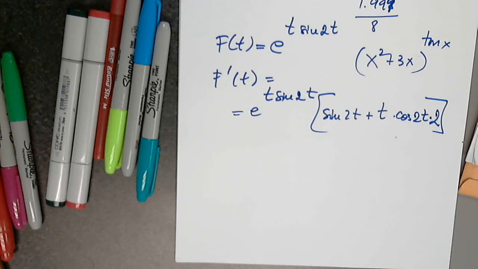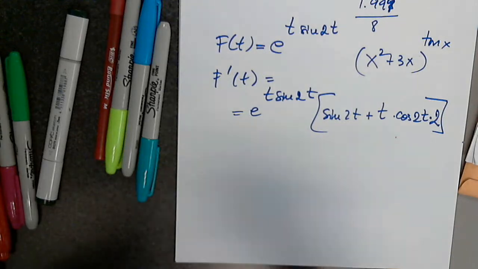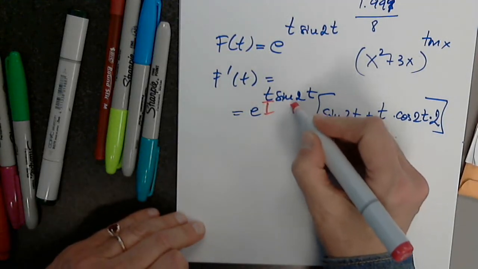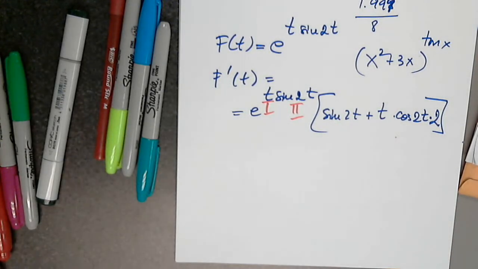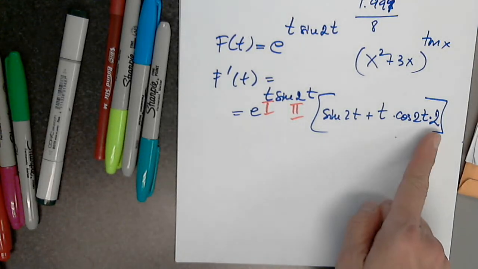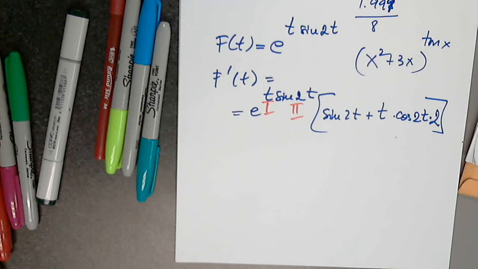This is the first, and this is the second. First prime times the second, plus the first times the second prime. Sine 2t prime is cosine 2t times the inner function prime. Is that okay? Good. Perfect. Other questions? Anything else that you did not get the answer to?